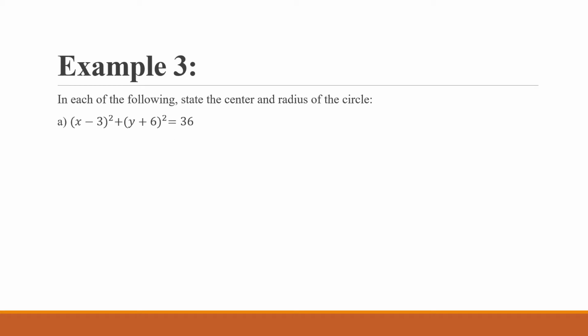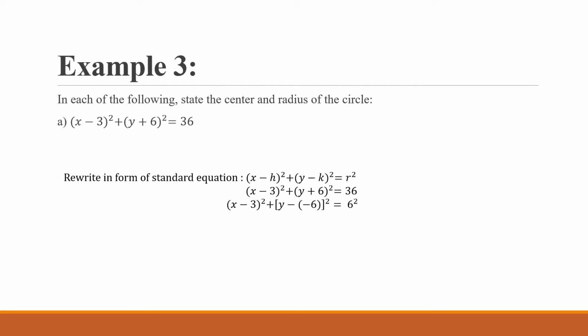Example 3. In this example, we need to find the center and radius for the circle. The equation is (x - 3)² + (y + 6)² = 36. The first step is to rewrite in the form of the standard equation, which is (x - h)² + (y - k)² = r².